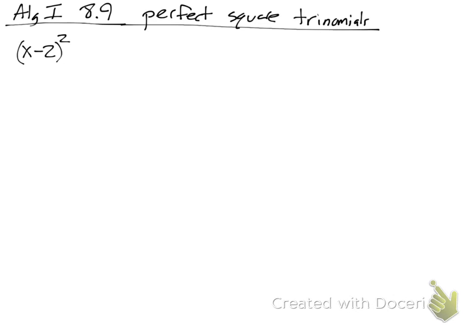Algebra 1, this is 8.9. We're going to talk about perfect square trinomials. To start this off, guys, we're going to actually have to square this: x minus 2 squared. Because today we're not multiplying, we are going to factor.